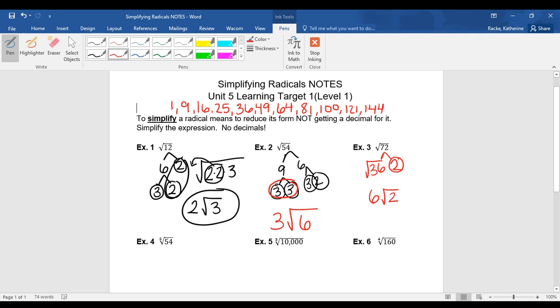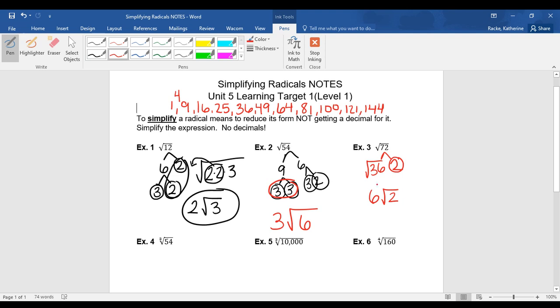So 1 times 1 gives me 1. 2 times 2, 4. It's also a perfect square. 3 times 3 gives me 9. 4 times 4 gives me 16. 5 times 5, 25. 6 times 6, 36. 7 times 7, 49. 8 times 8 is 64. 9 times 9 is 81. 10 times 10 is 100. 11 times 11 is 121. And 12 times 12 is 144. So that's how we pull out the pair.